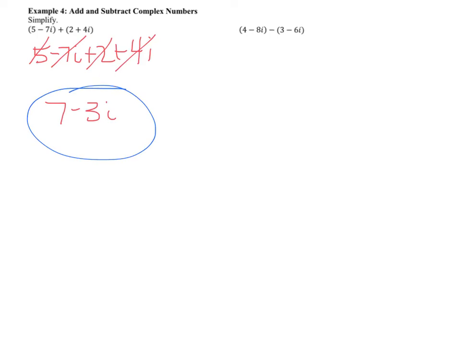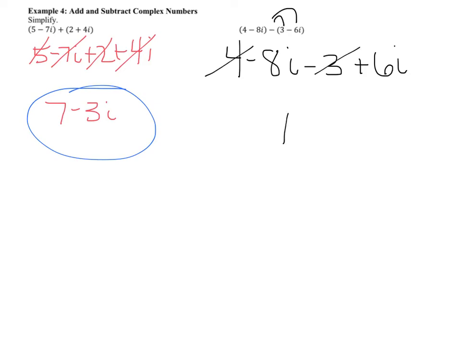On the second example, I can rewrite it without the parentheses, but remember this negative is going to go to both pieces. So I'd rewrite it as 4 minus 8i minus 3 plus 6i, because that would make two negatives, which would make it a positive 6i. So now I can go ahead and combine like terms. So 4 minus 3 is 1, and -8i plus 6i is -2i, or we can just say 1 minus 2i is my final answer.